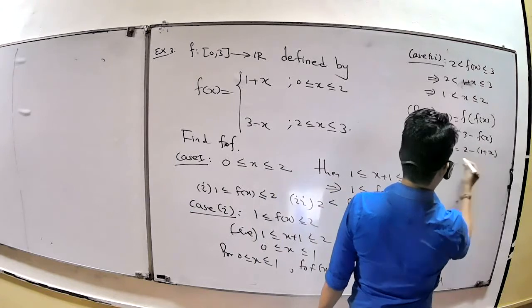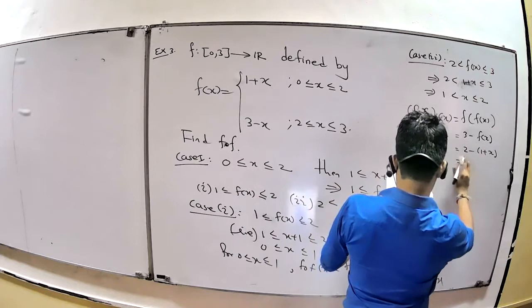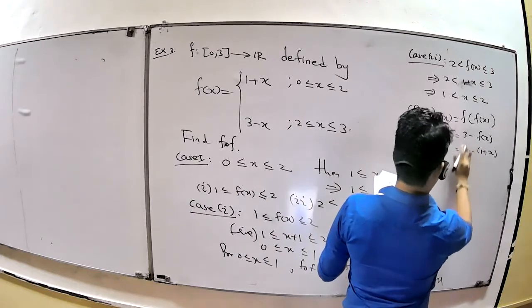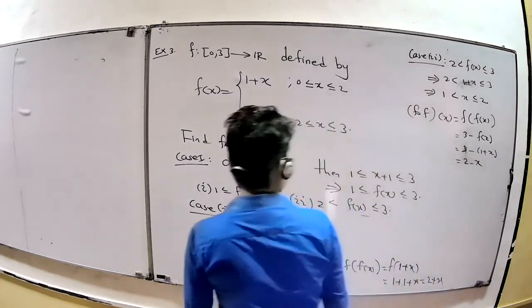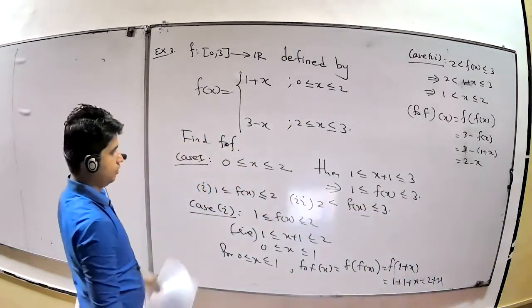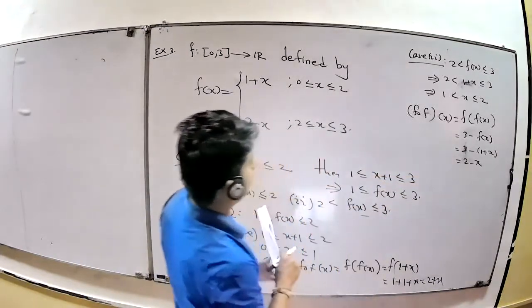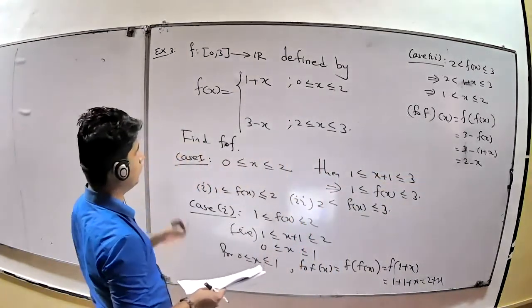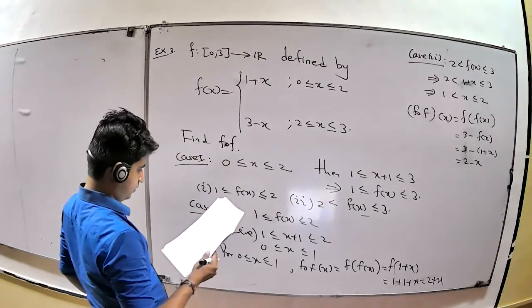Therefore you get 1 minus x, no? Is it okay? Sorry, here 3. Therefore, 2 minus x, okay. 2 minus x, right? For that case, for the values of this f of x, f composition f of x.